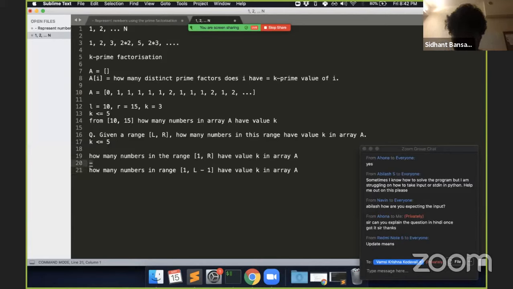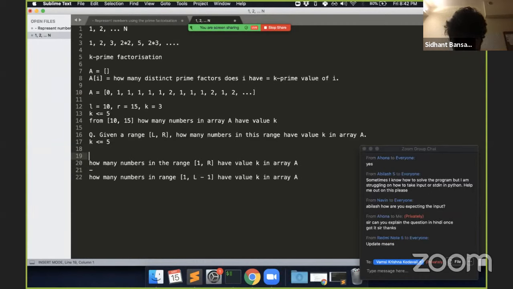So we'll actually do it by prefix sums, because this question can be remodeled as saying how many numbers in the range 1 to R have value k, and then subtract how many numbers in the range 1 to L minus 1 have value k. This will give you the L to R answer. And you know that the value of k is at most 5.